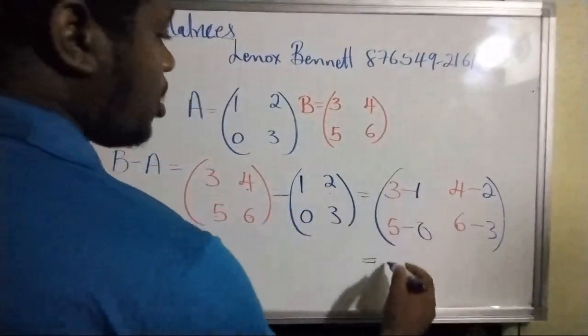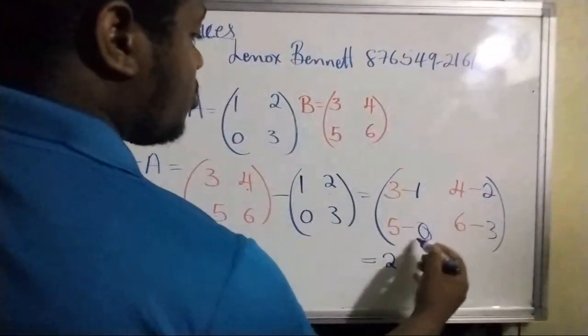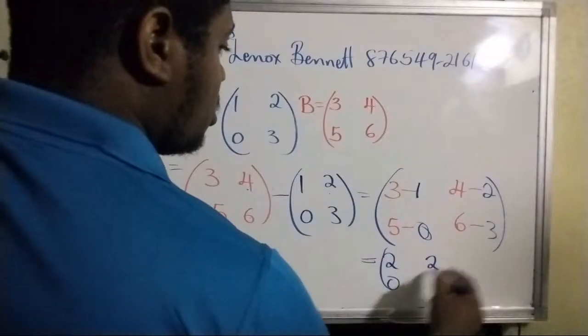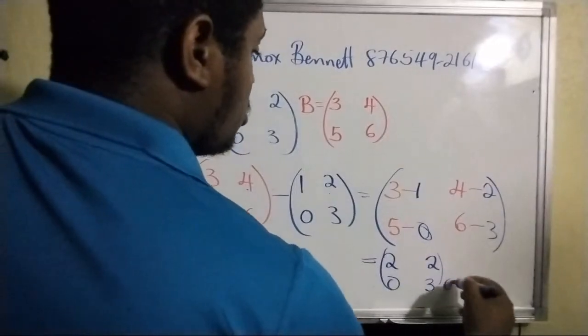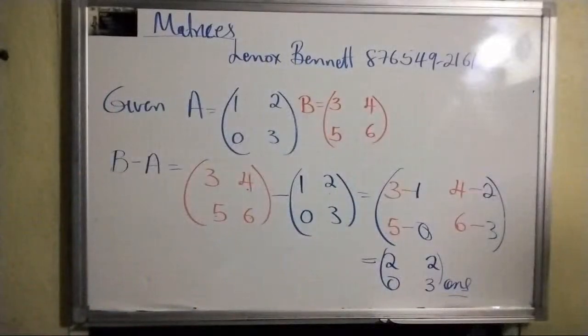3 minus 1, that's 2. 4 minus that, that's 2. 5 minus 0, 0, and 6 minus 3, 3. So our answer would be 2203.